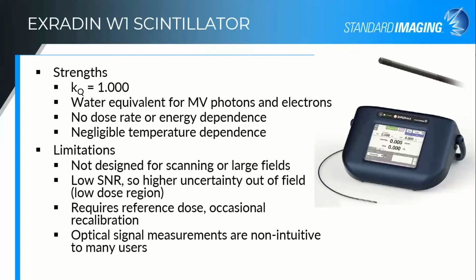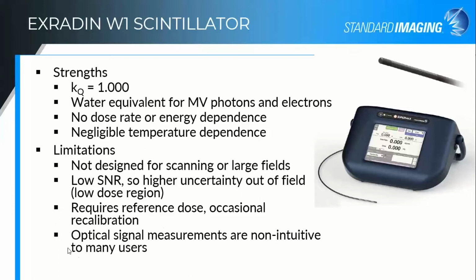There's a higher uncertainty for out of field measurements with the W1 in the low dose region. It does require the characterization, calibration if you want to give it a reference dose in order to tie the measurement output back to dose. And occasional recalibration as it accumulates dose to the fiber and that signal decreases.